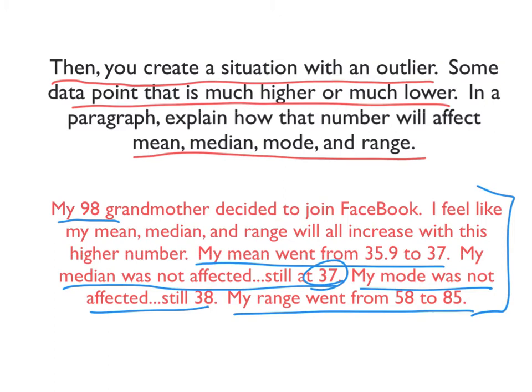So you're going to create a situation related to your numbers that gives you an outlier, either a lot lower or a lot higher. And then in a paragraph, explain how that number affects your mean, median, mode, and range. And that is the end of part 1.